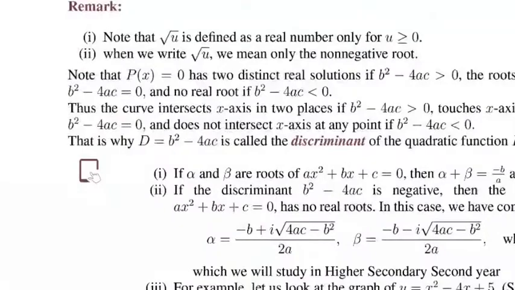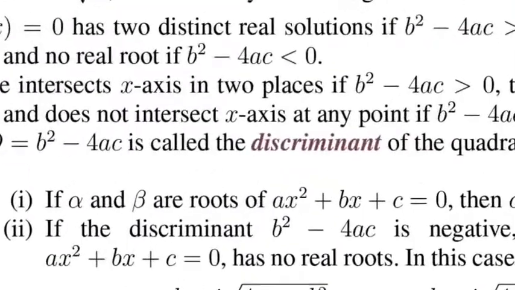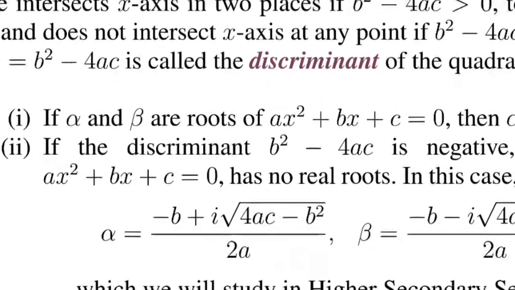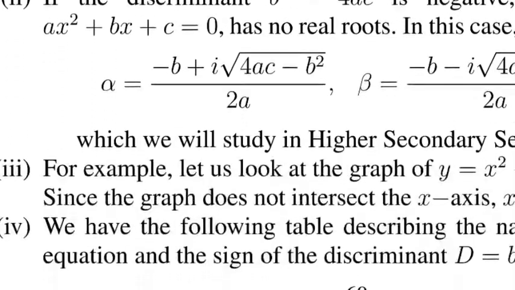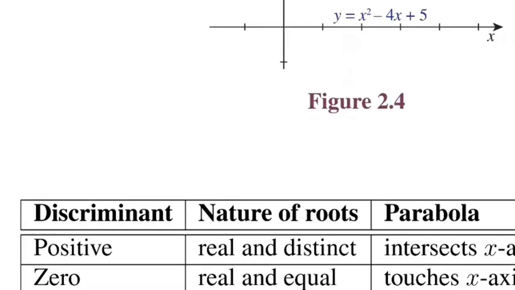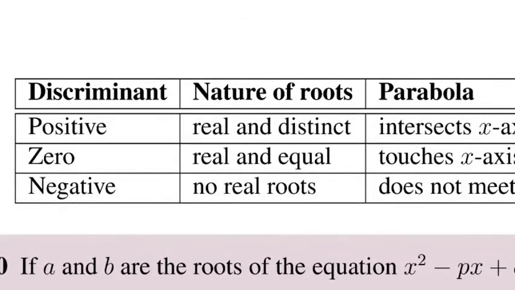And next, b square minus 4ac is called the discriminant. It's denoted by capital D. And based on this, they have given the nature of the roots. If the discriminant value is positive, that is greater than 0, the roots are real and distinct, so the parabola intersects the x-axis.